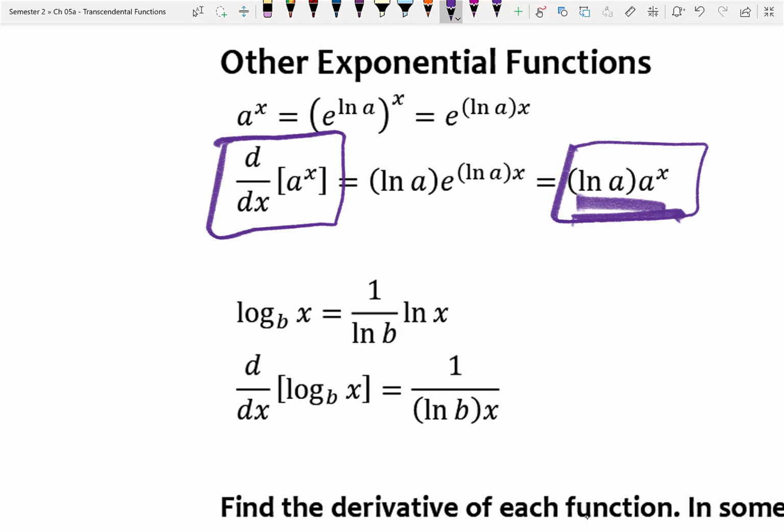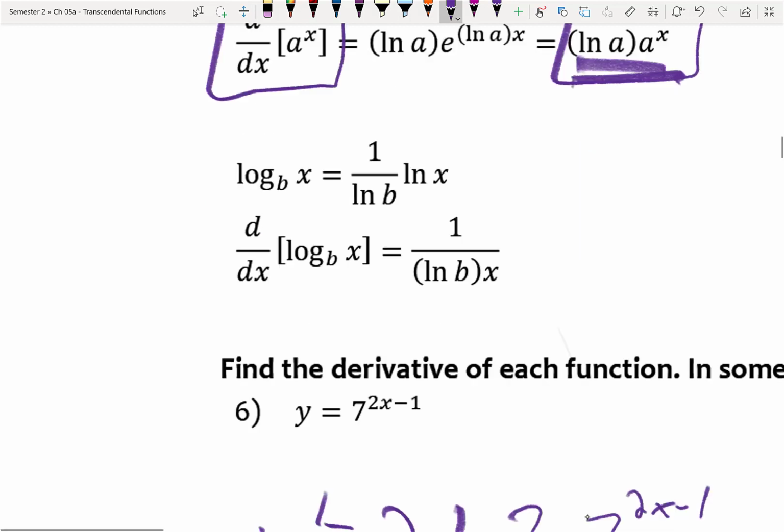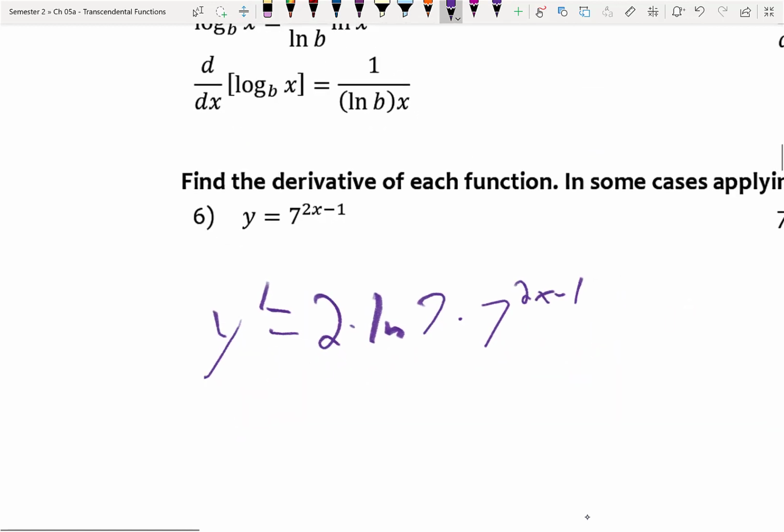Simba. So for number 6, yeah. The 2? How about, where'd the 2 come from, Simba?